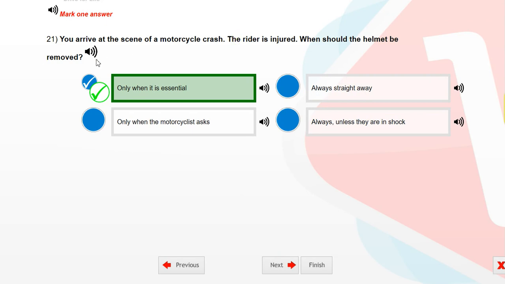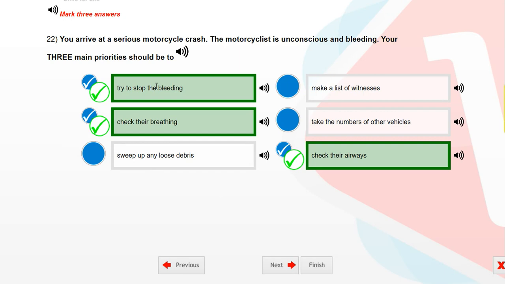You arrive at the scene of a motorcycle crash. The rider is injured. When should the helmet be removed? Only when it is essential.